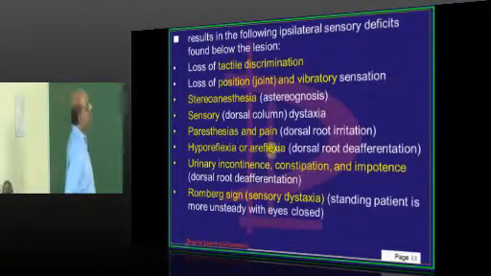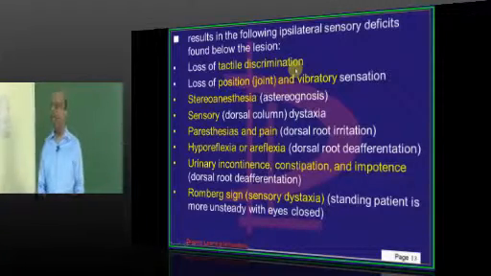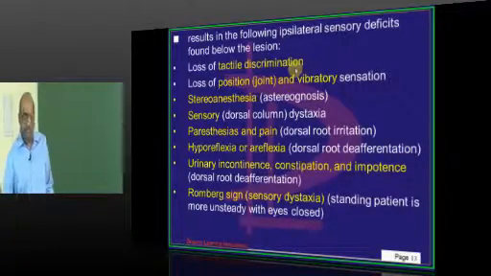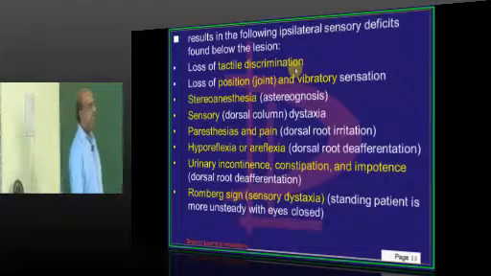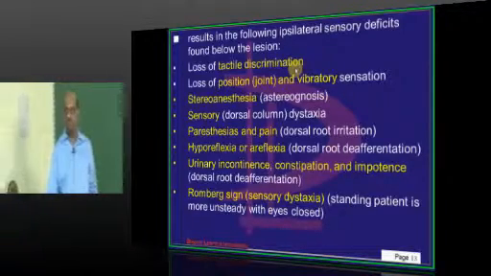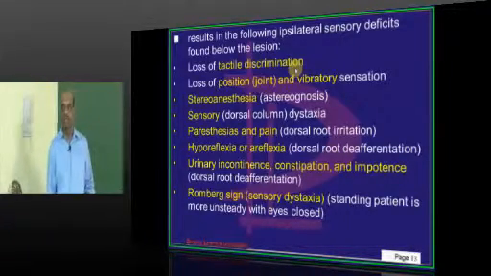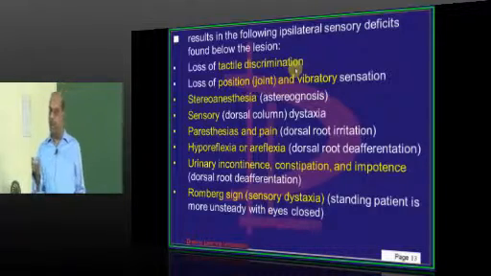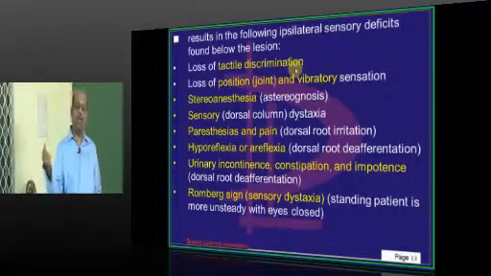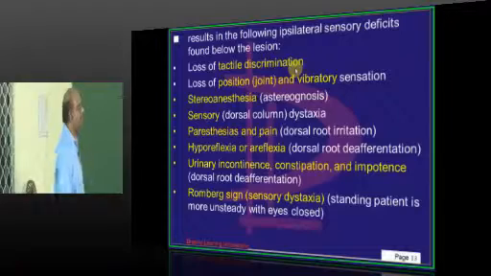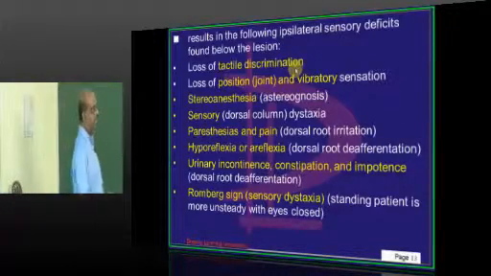Now, if the dorsal column is involved, what will happen? Tactile discrimination ipsilaterally will be lost. Position and vibration sense ipsilaterally is lost. If I put a coin in your hand, you can't feel it. Which type of coin? With your eyes closed, you can't tell, and hence you get astereognosis.